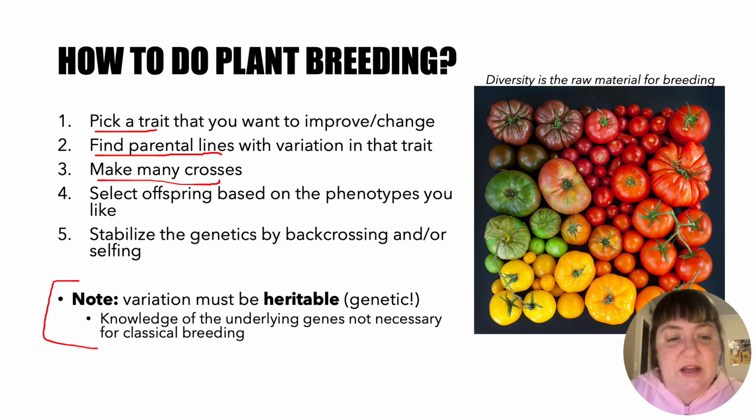Also note that your variation must be heritable in order to select for it and see a change over time. So the variation does need to be genetic, but you don't actually need to know the underlying genes to do classical breeding. So anyone can do it. It takes a lot of time and a lot of seeds and a place to grow a lot of plants, but it's still an exciting industry.